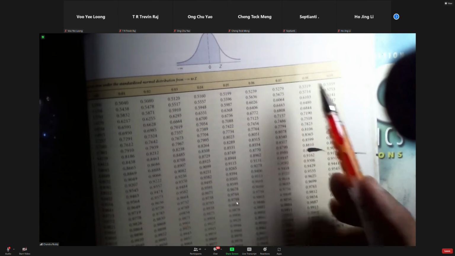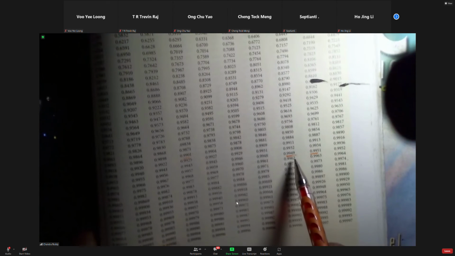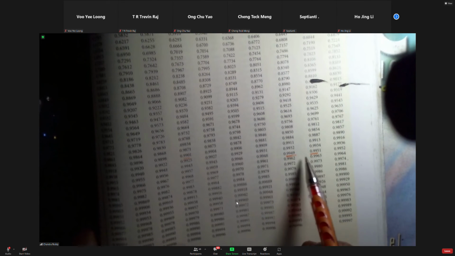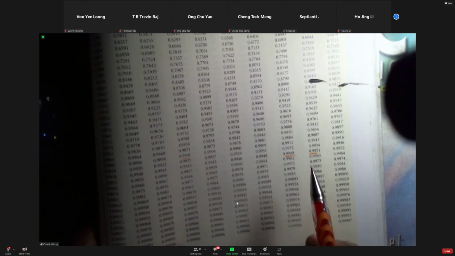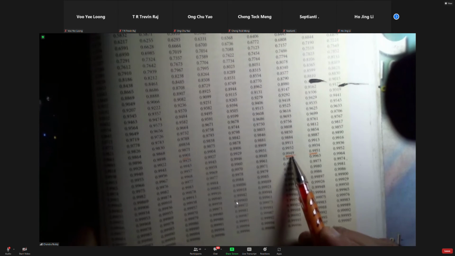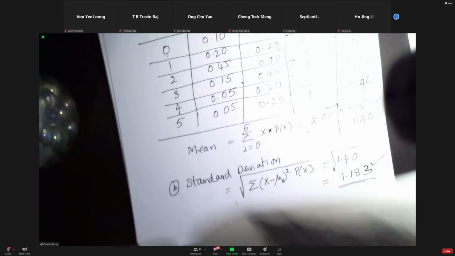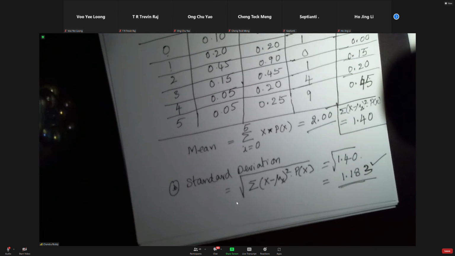So the value is between 2.57 and 2.58. This is 0.995, so this is a two-tail. So 99% means we are taking half of the value. So 0.995 will correspond to between 2.5 and 2.58. So you can say the Z value is 2.58.